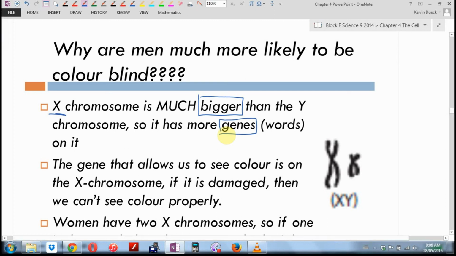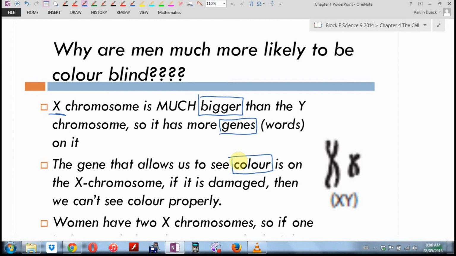The gene that allows us to see color is on the X chromosome. By the way, the reason we call it the X chromosome, what does it look like? An X? This one is smaller, it sort of looks like a letter Y. It is kind of, oh, we got an X, got a Y, okay?